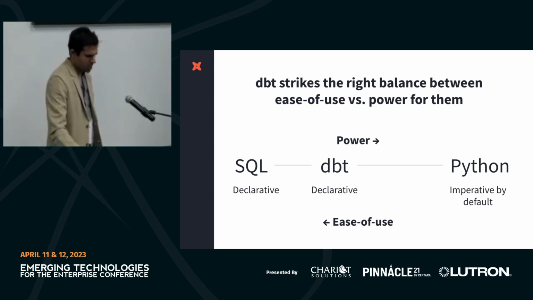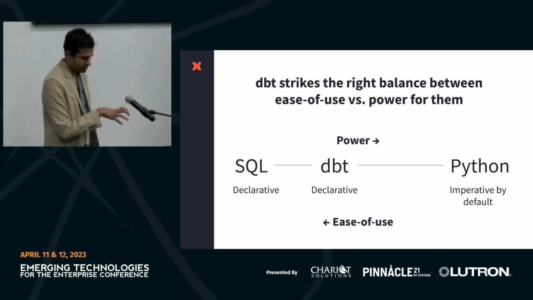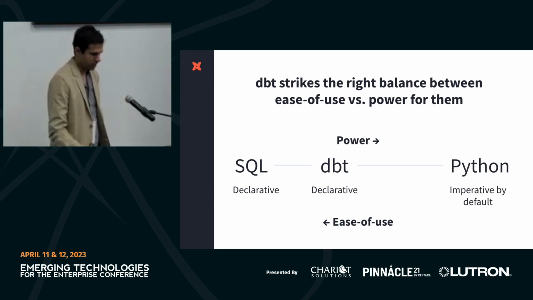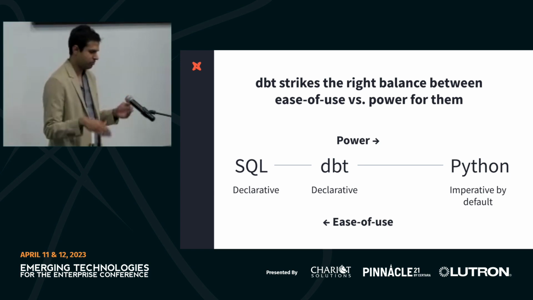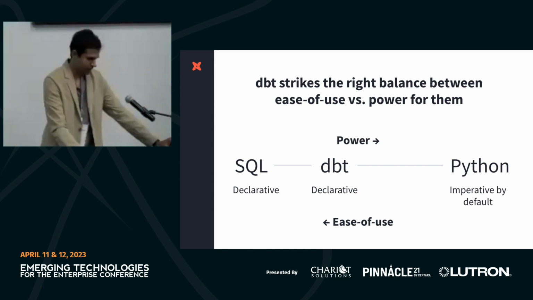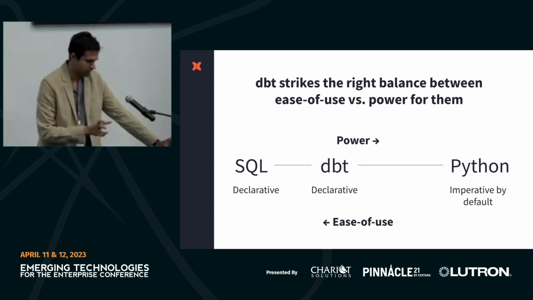And so on one side, you have SQL, and on the other side, you have Python, and essentially power and ease of use go almost in opposite directions, right? The more power you have, the harder it is to use a tool. And I think DBT sits nicely in the middle of the two, but quite a bit closer to SQL than Python.